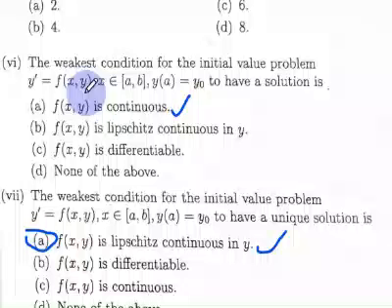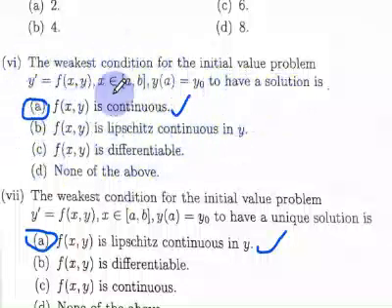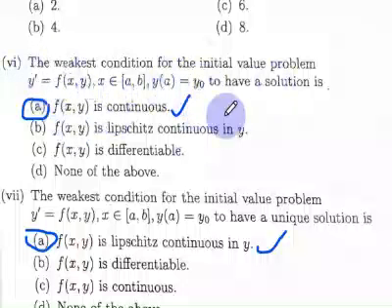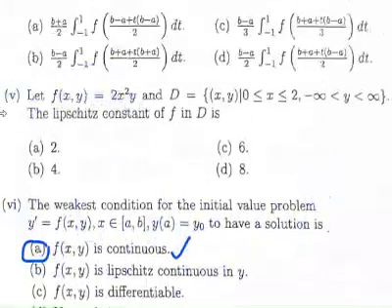So if this function is differentiable on the domain D, what happened? Yeah, there exists a unique solution. But the question says finding the weakest or least condition. The least condition from here is this one. If this function is continuous on the domain D, we can say this system has a solution, that is the weakest one.